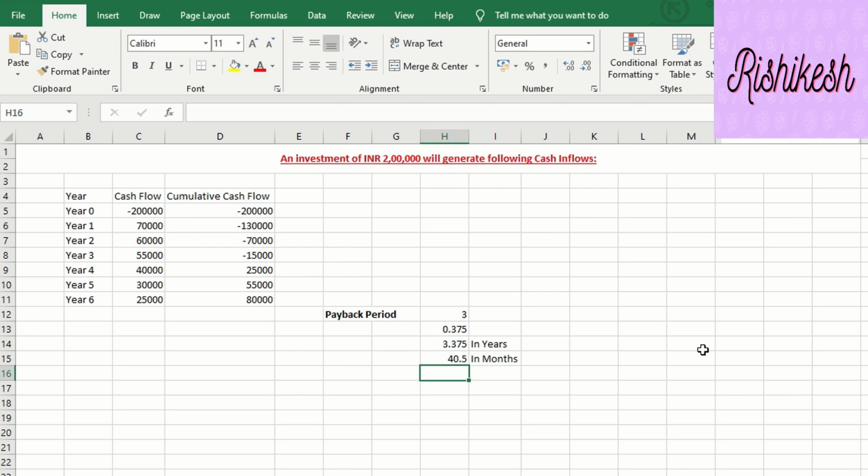So this is the time in which your cumulative cash flow will become zero, and your cumulative cash flow becoming zero means this is the payback period. So you can recover all your investment of 2 lakh rupees in 40.5 months.